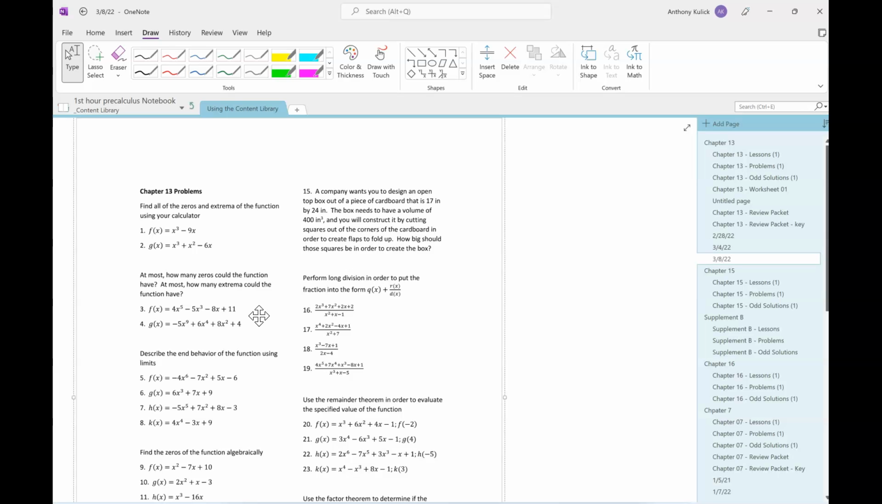And it could have at most 4 extrema. Isn't it always 4 extrema for polynomials? It's going to be 1 less than the degree. Oh, it's 1 less than the degree. Yep. Remember, at most is an inequality. So at most 5 zeros means 5, 4, 3, 2, 1, or no zeros. And at most 4 extrema means could have 4, 3, 2, 1, or no extrema. So just keep in mind those are at most 5 and at most 4.